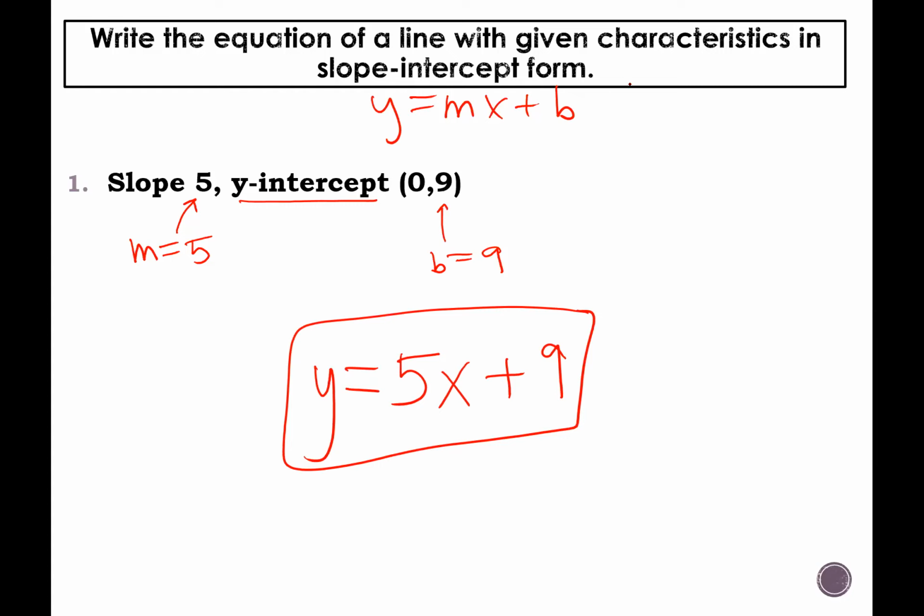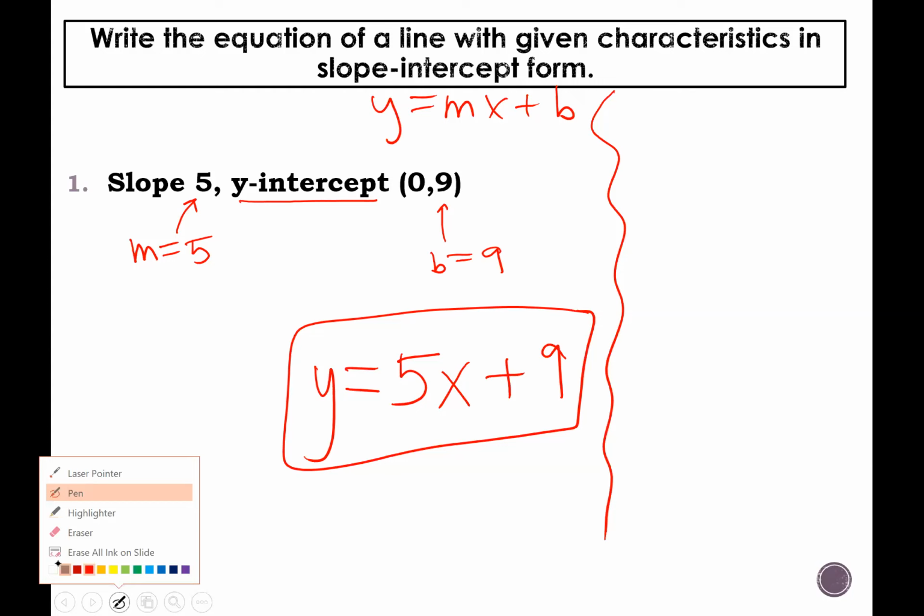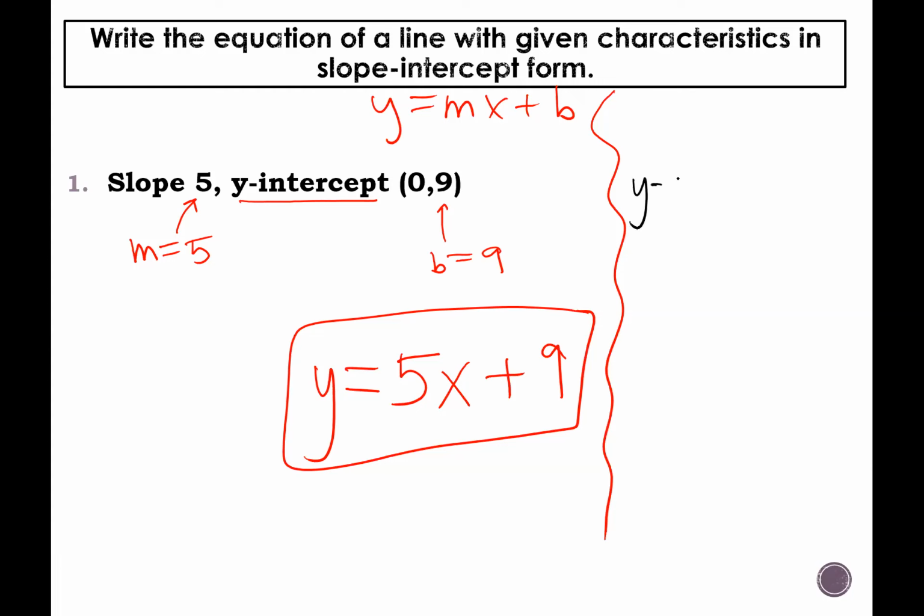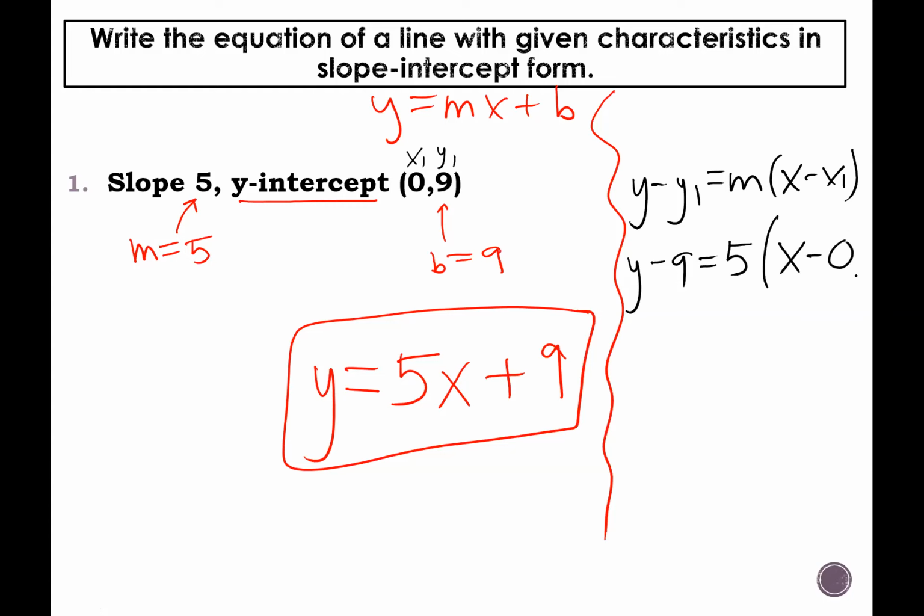Now, if you did plug into point slope form instead, which is what we're going to do for the next few examples, here's what would happen. It would still work out. You'd do y minus y1 equals m parentheses x minus x1. Your x1, y1 would just be that 0, 9. So x1 would be 0, y1 would be 9. So you'd write y minus 9 equals 5, because remember we're replacing m with 5, parentheses x minus 0.